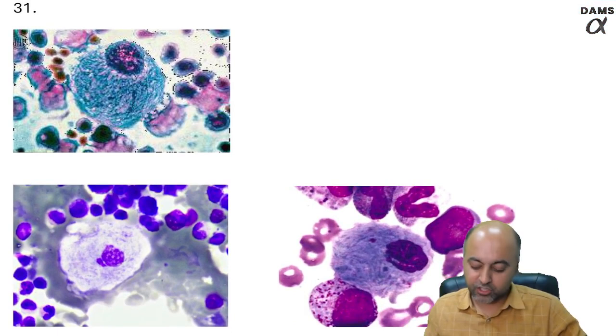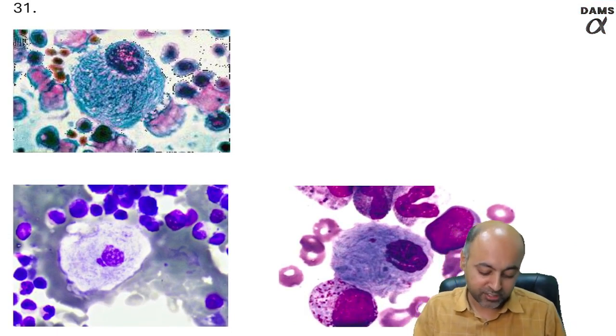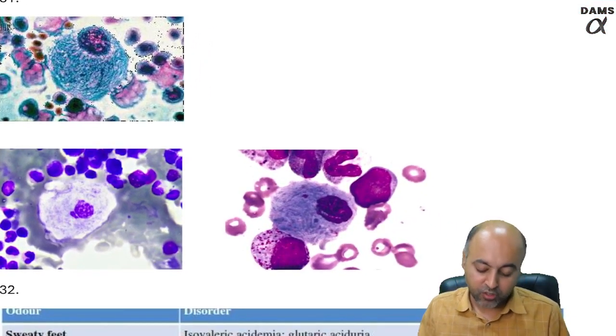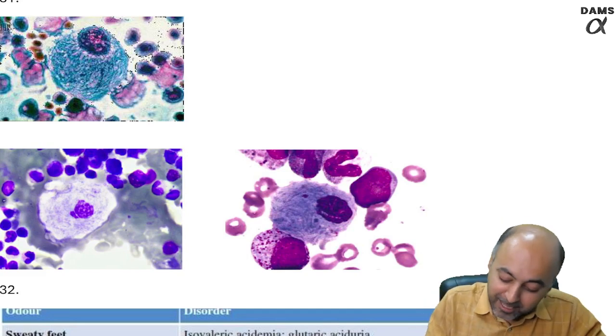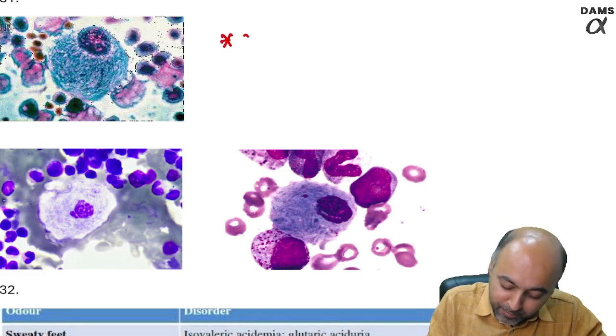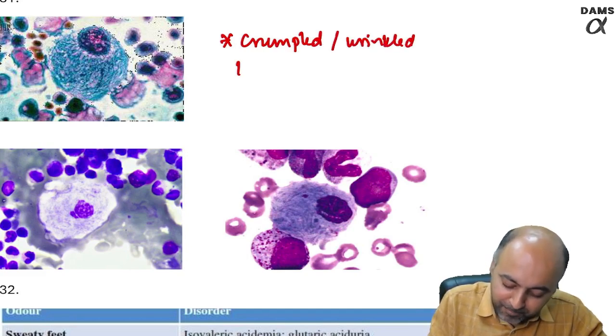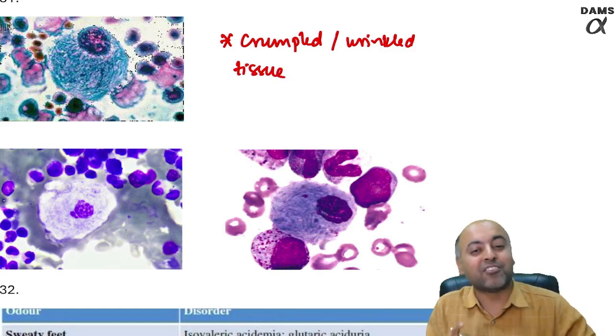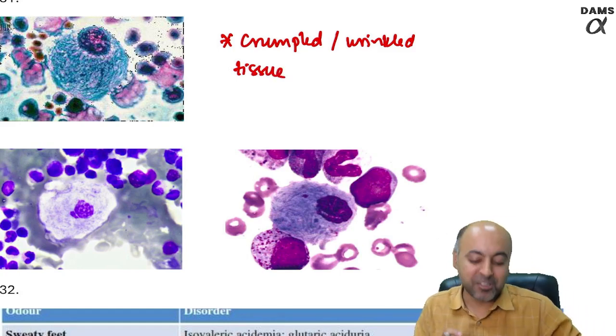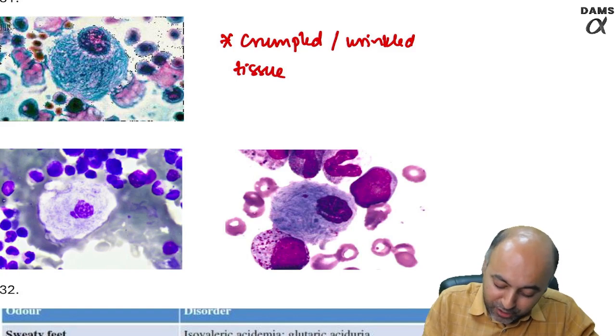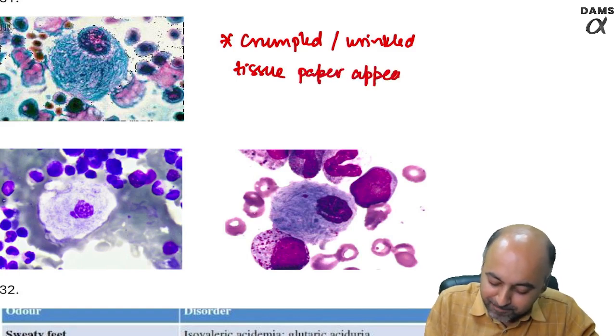Different ways in which the image for the crumpled or wrinkled tissue paper appearance is shown. Almost every year we have this in the paper, and different images will be there. So, crumpled or wrinkled tissue paper appearance.